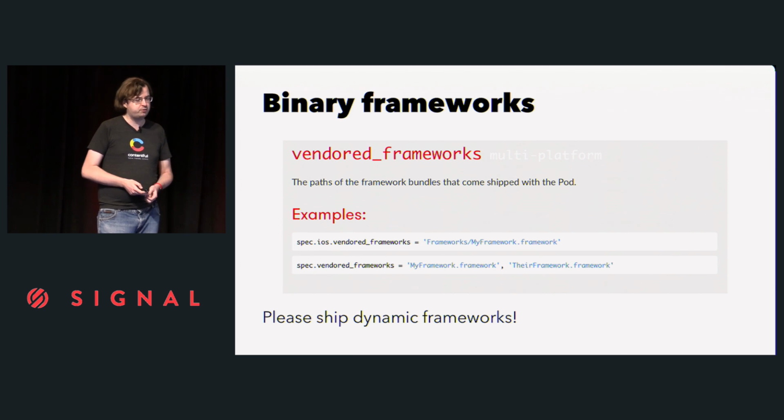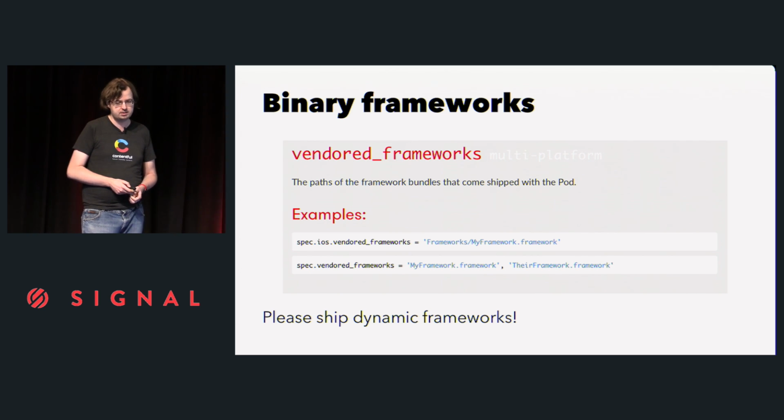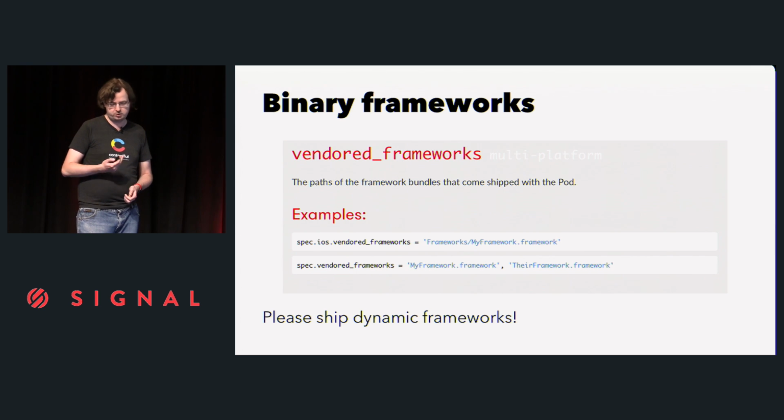We also support binary frameworks in CocoaPods. So if your API client for whatever reason has to be a binary, you can also ship that with CocoaPods, if you don't know. But please ship dynamic frameworks. This is not so much of an issue with Swift because you cannot do anything else. But if you also happen to do Objective-C, please ship dynamic frameworks. They're supported since iOS 8, which is now 2 years old.